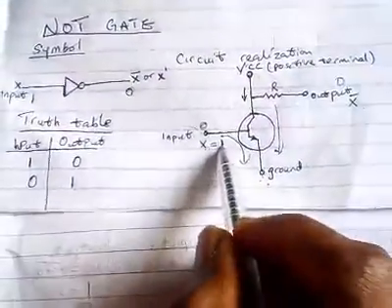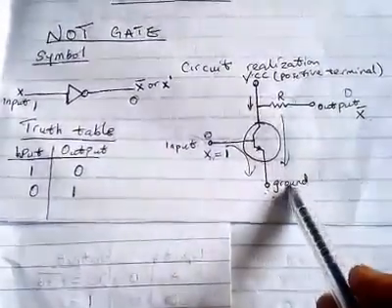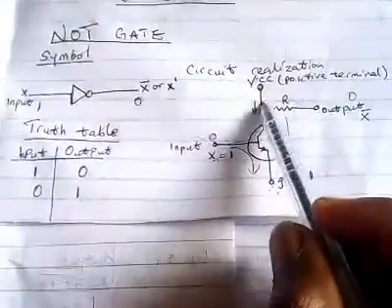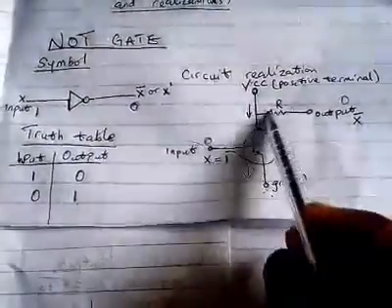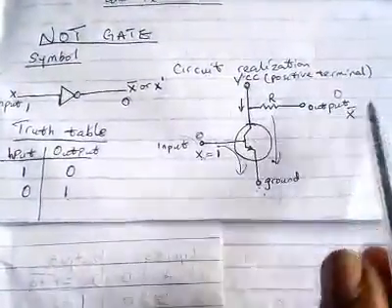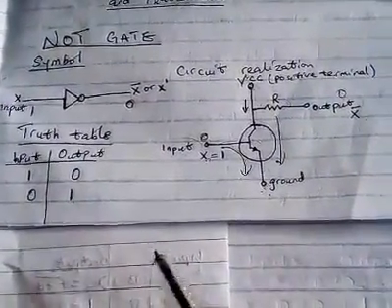Remember, the input was 1, current flows from here to here. Current can now flow from here to here. Then no current can flow here anymore because all the current can now pass through the transistor. So the output is 0 because no current flows here. So that's just the basic explanation of the NOT gate.